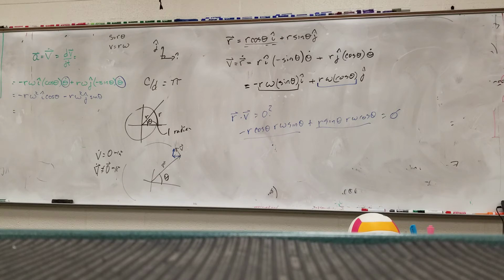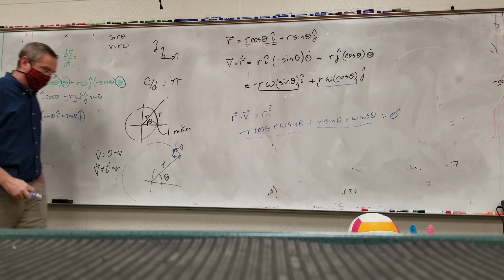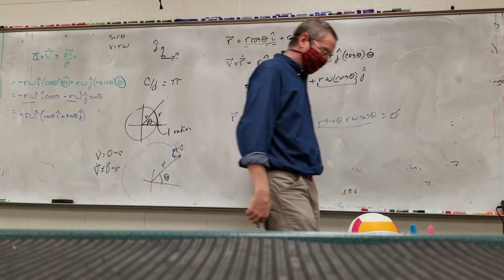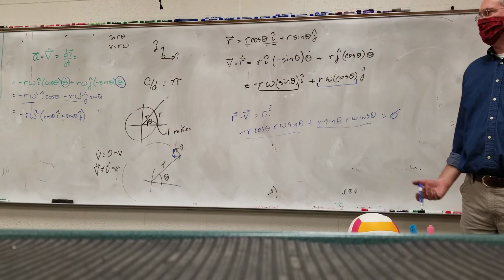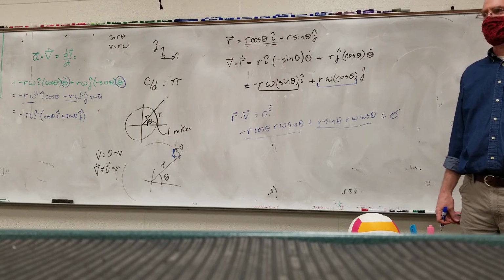Let's do a little factoring. We'll take out the parts that we can. We got this, which we can take out. So I got negative r omega squared, then cosine theta i hat plus sine theta j hat. Well, what is cosine theta i hat plus sine theta j hat?